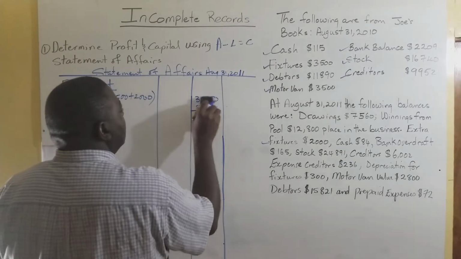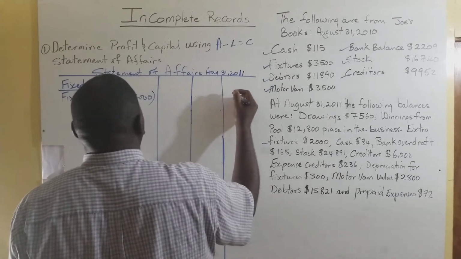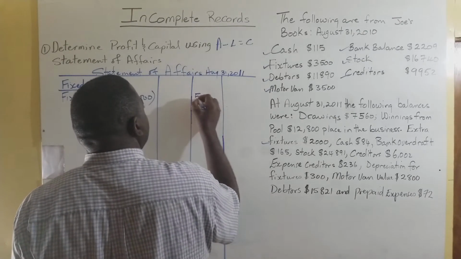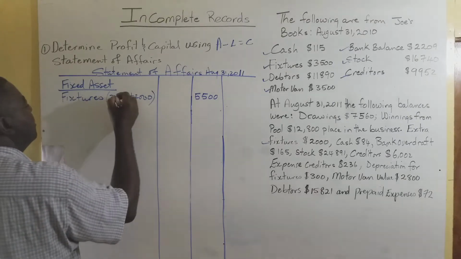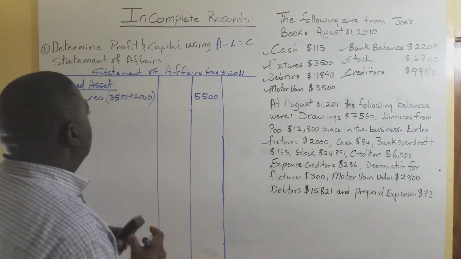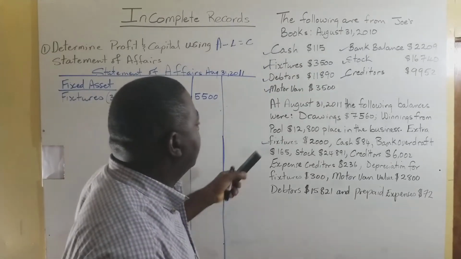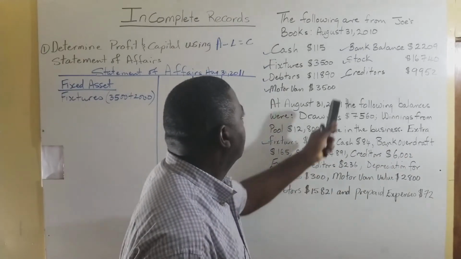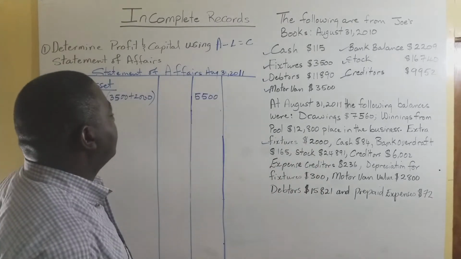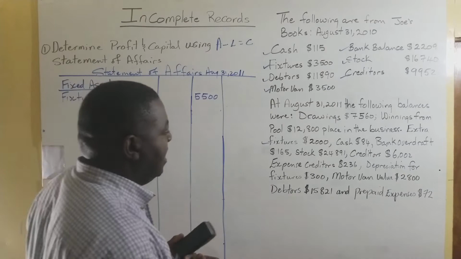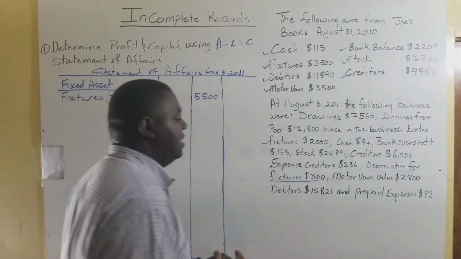And that total fixture now would be 5,500. All right. This is a 5, yes. Okay. How did we get this again? From last year, he had fixtures of 3,500, and the question says he had extra fixtures of 2,000. So we're adding the 3,500 plus the 2,000 to give us a total of 5,500. In the question, they also indicated here that depreciation for fixtures is $3,000.